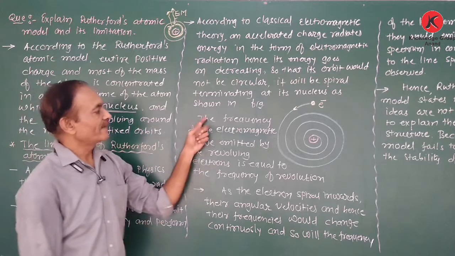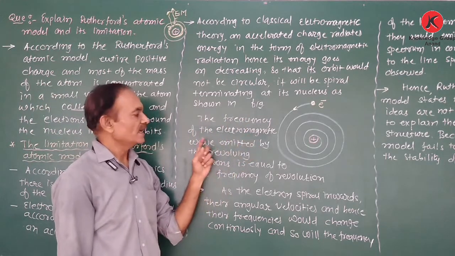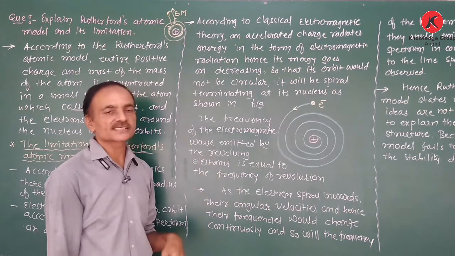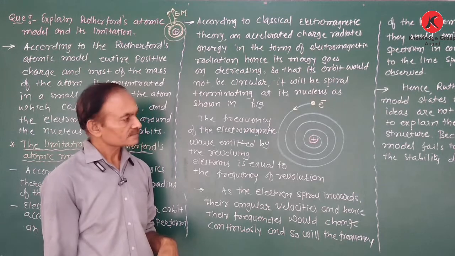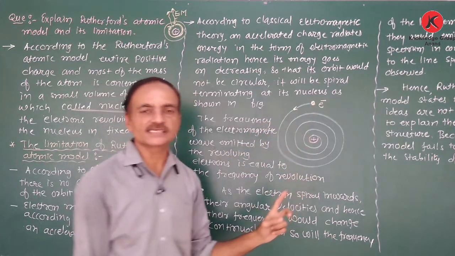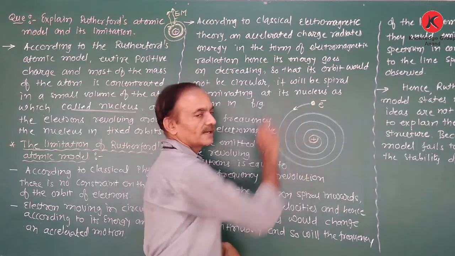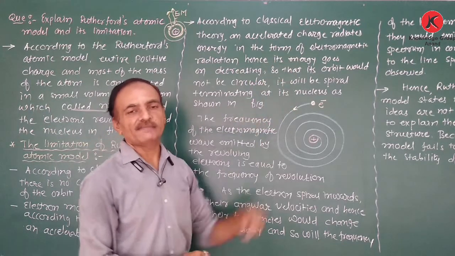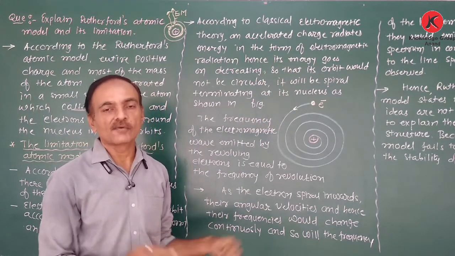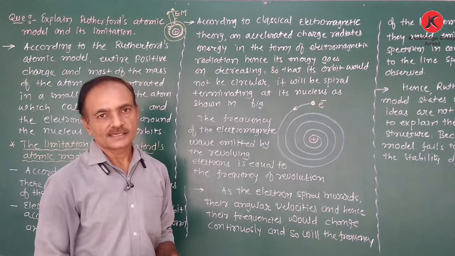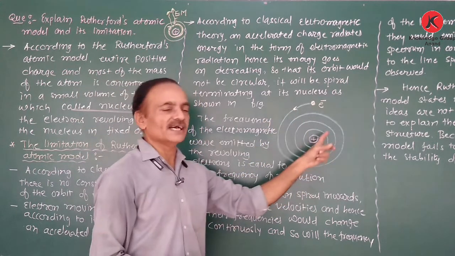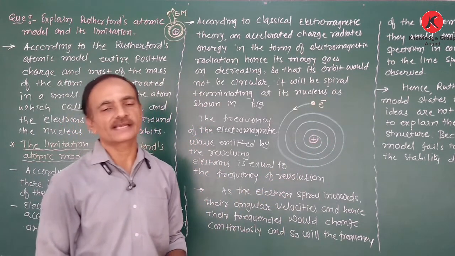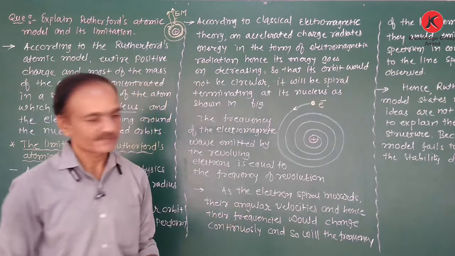Now, one more thing: the frequency of the electromagnetic waves emitted by the revolving electron is equal to the frequency of revolution. Whatever the frequency with which the electron revolves in the circular orbit, the frequency of the emitted electromagnetic radiation is the same. Here the energy decreases, therefore the radius of the circular orbit decreases, therefore the frequency of the emitted electromagnetic radiation also decreases. Right?